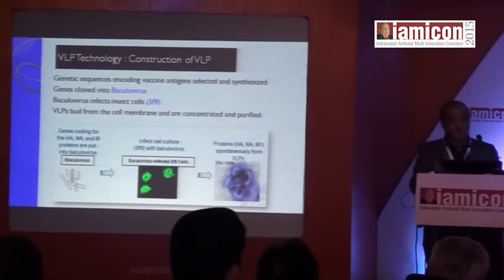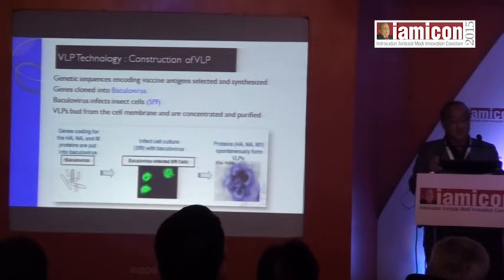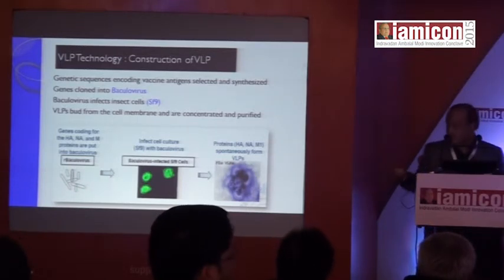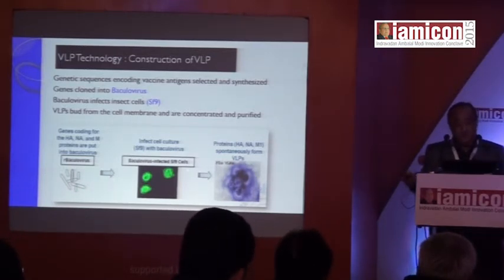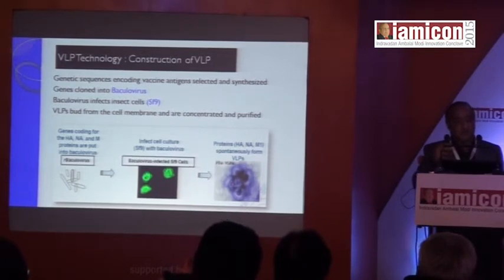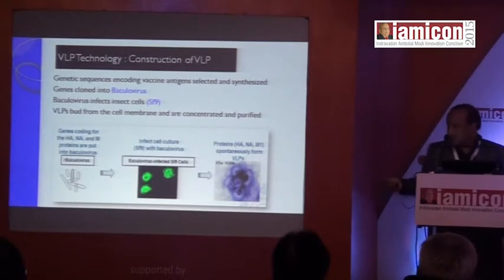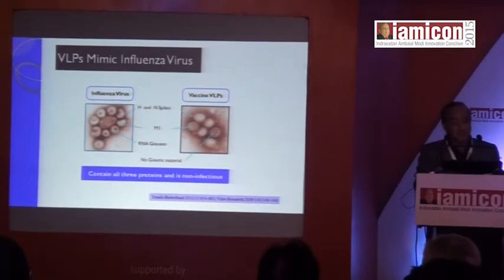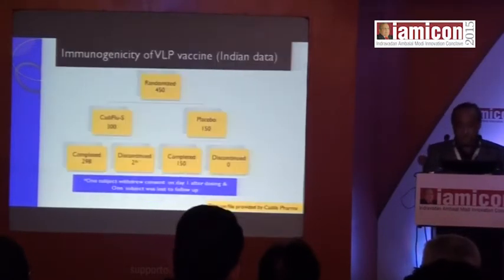Next is virus-like particle technology. The genes encoding for HA, NA, and M proteins are put into the virus, that is the center of this. Then we have a cell culture with the insect cells, and then generation of the virion-like particle, which is the VLP. VLPs mimic the influenza viruses. They have all the genetic sequences except that they're non-infectious.